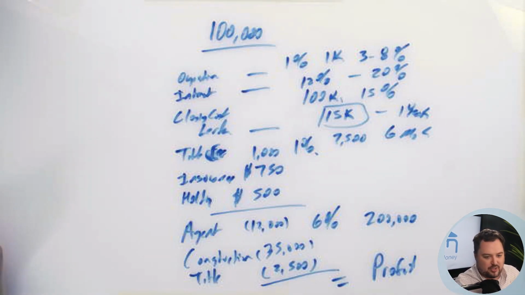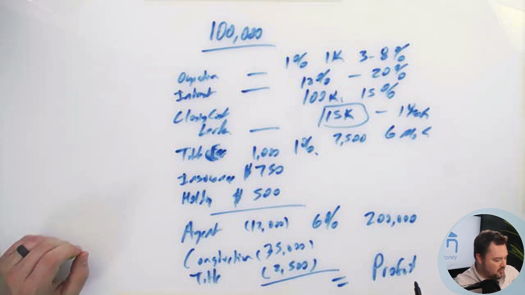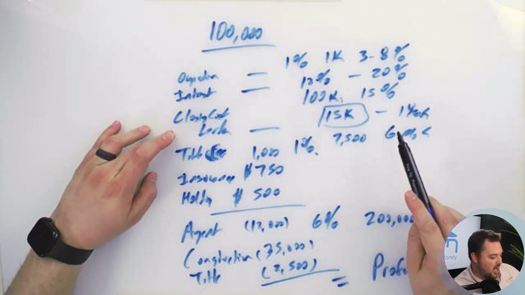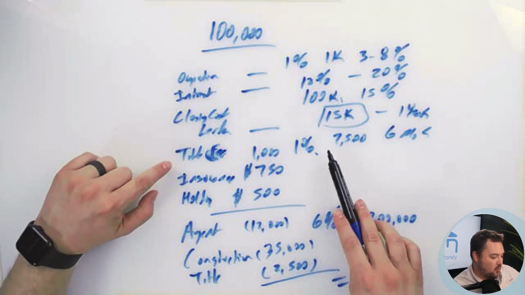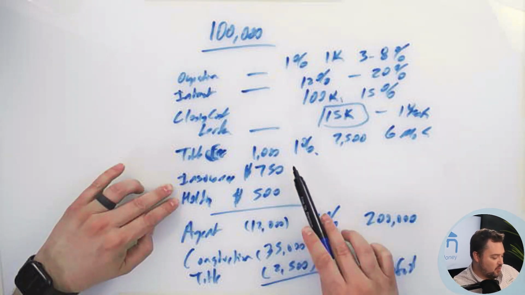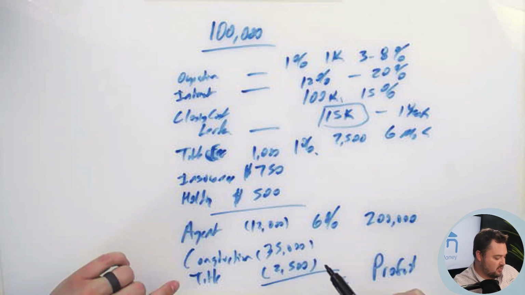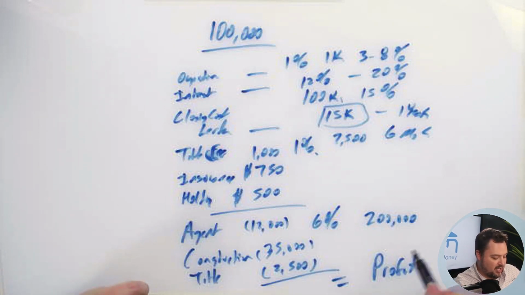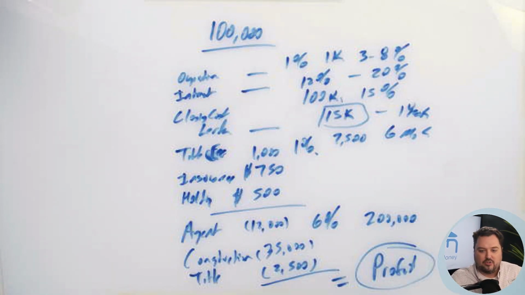How much is your origination going to be? What is your interest rate going to be? Your closing costs, they're going to be from the lender. How much your title insurance is going to be, your hazard insurance, some holding costs, your agent fee, your construction, and your title equals your profit.